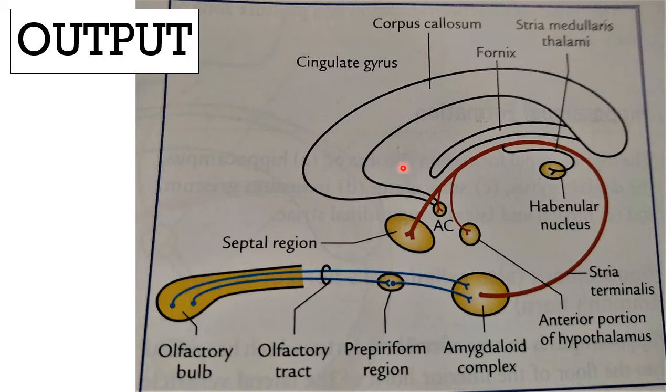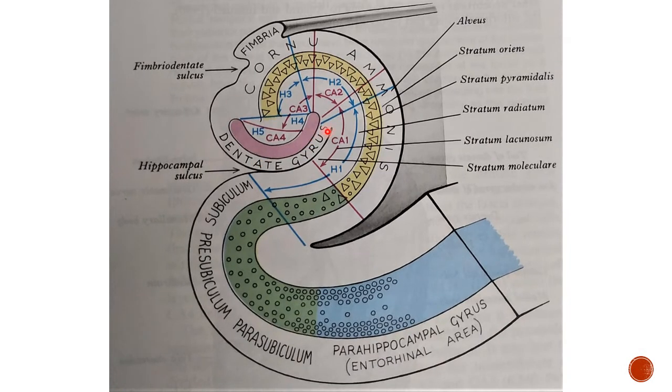The pyramidal neurons present in CA3 and in the subiculum, their cell bodies are present over there, and their axons go on to form the alveus. Let me show you this. Here you can identify that from CA3 and from the subiculum the cell bodies are present over here, and then the axons form the alveus.